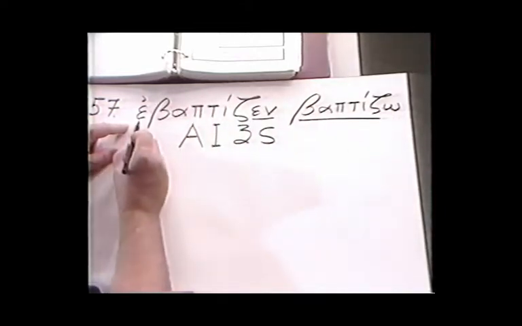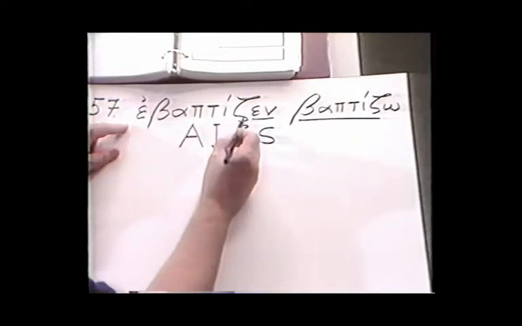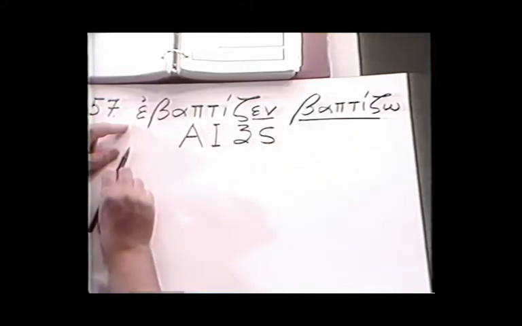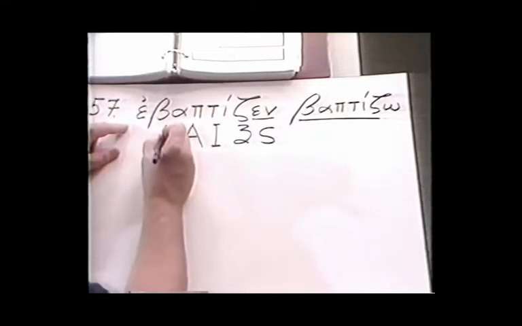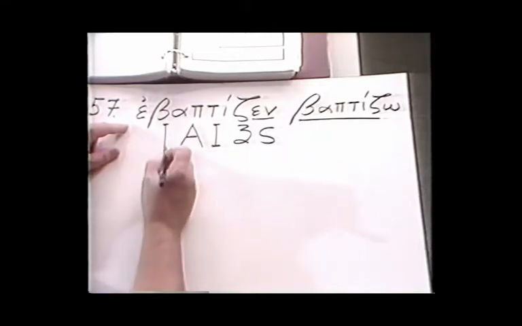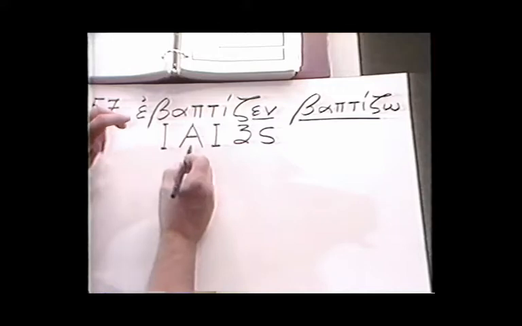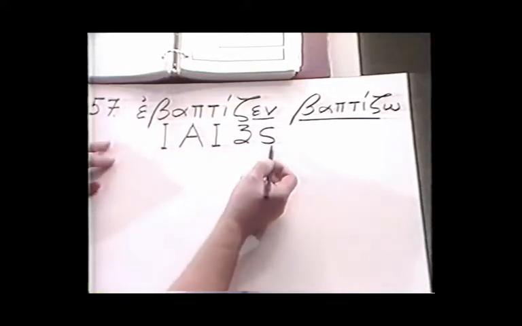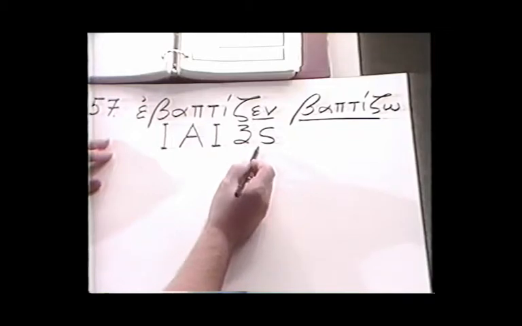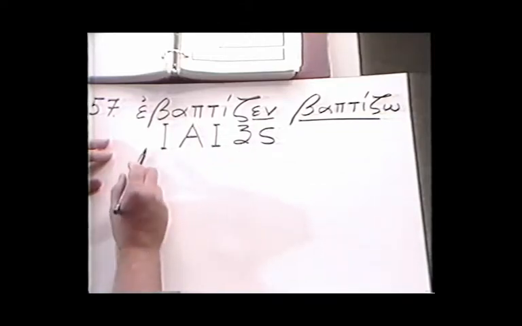We have an augment plus the present tense stem and no tense indicator. What tense is that? That's right, it's the imperfect. Imperfect, active, indicative, third singular. And to translate this, we would start with our third singular. He, she, or it was baptizing. Remember, the imperfect tense generally shows continuation in past time. So he, she, or it was baptizing.